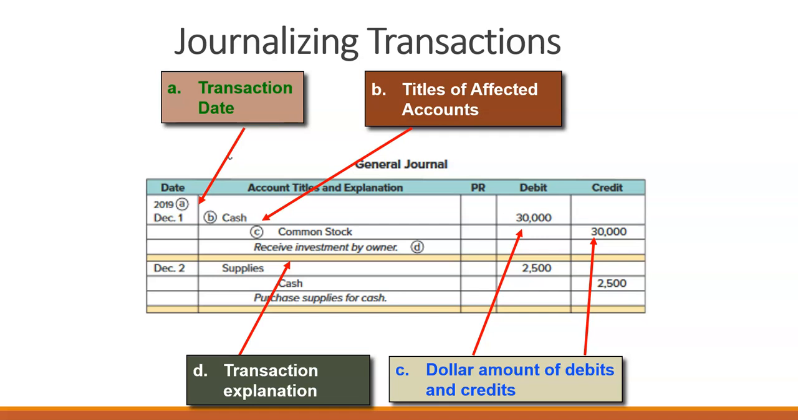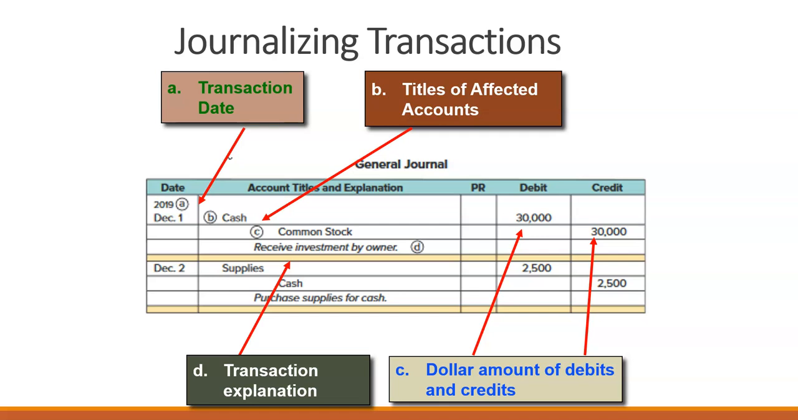This is an example of a journal. So in a journal, we'll have the transaction date, the titles of the affected accounts, the dollar amounts of debit and credits, and then a transaction explanation of what that item was for. So we can see in this first transaction here, occurring on December 1st, 2009, we received an investment by the owner of $30,000 in cash in exchange for common stock. In a general journal, we indent the second line. So we write all of the debits first, and then we indent all of the credits in a journal entry.